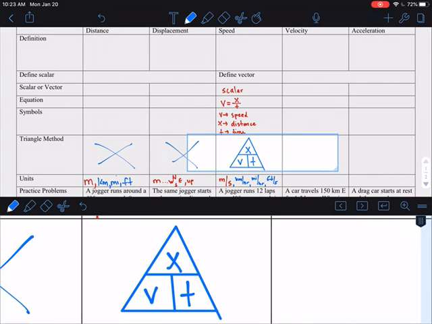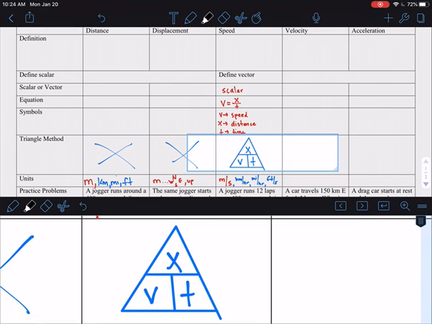So how is this useful? Let's say that in a problem, we are given how fast something is going and the time that it took, and the question is asking, okay, how far did they go? Well, how do we use the triangle? Cover up what you don't know. In this case, we didn't know how far they went, so I covered up x. Now the v and the t are on the same level, so that means we need to multiply them. So in the problem, we would multiply whatever the speed was times the time, and that would give us the distance.